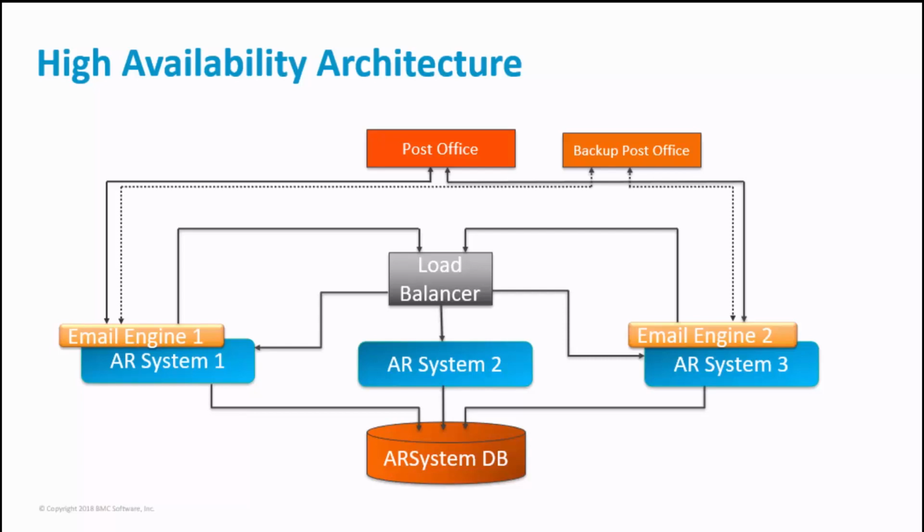So this is a diagram showing the physical layout of a typical email engine environment using these two features. The email engine is typically installed on the same host as an AR system server, but it can connect to any of your AR servers using a load balancer. This can help distribute your email engine load in the same way that you distribute your user traffic. And if for some reason the AR server becomes unavailable, the email engine will continue to work by connecting to an available AR server via the load balancer.